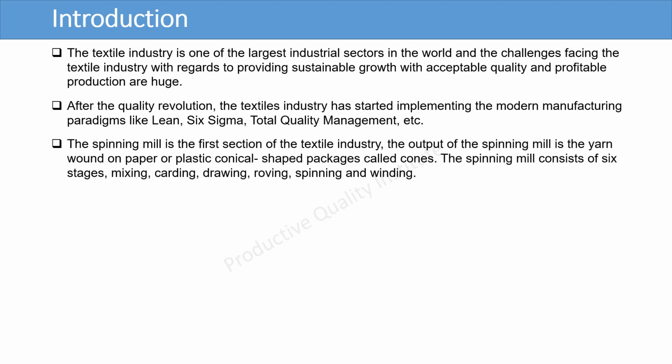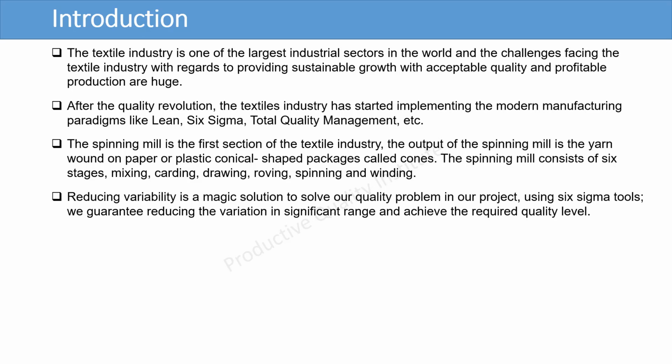The spinning mill is the first section of the textile industry. The output of the spinning mill is the yarn wound on paper or plastic conical-shaped packages, called cones. The spinning mill consists of 6 stages: mixing, carding, drawing, roving, spinning and winding.